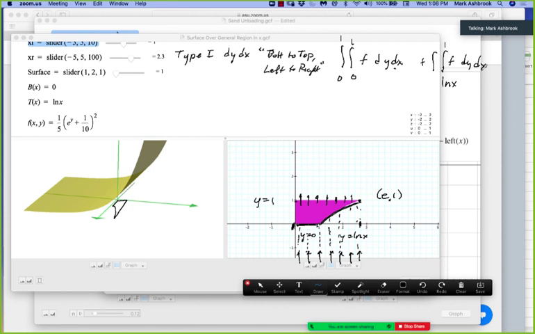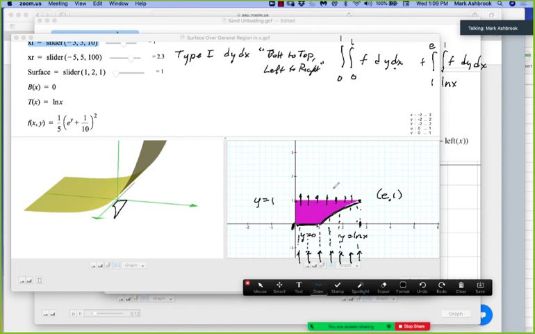And for what x values is the bottom natural log of x? 1 to e. Does everybody see it? So bottom to top, left to right. And so the left to right has to be broken up according to how the bottom was broken up, right?